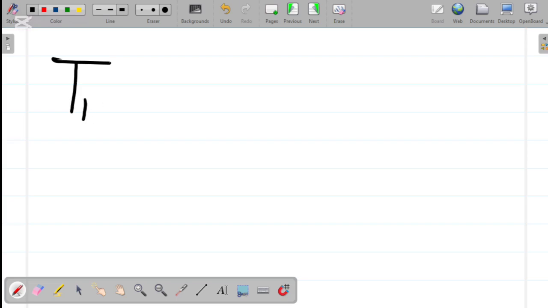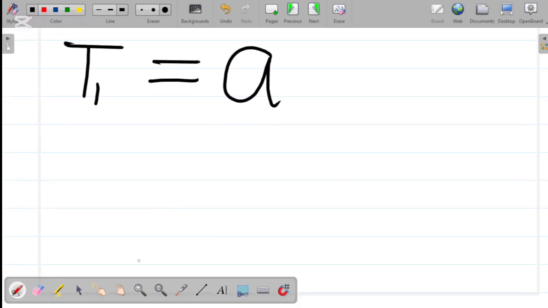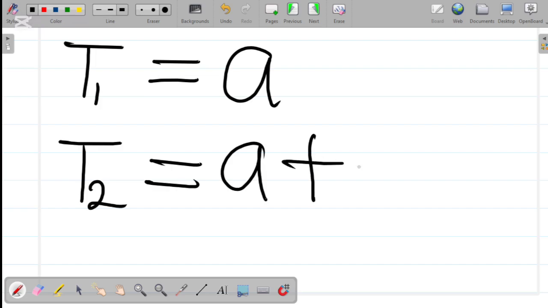T1 in arithmetic progression is the first term, and the first term is also denoted by A. The first term in arithmetic progression is denoted by what? Small letter a. And also T2: for you to get T2, you have to add the common difference to a. So we have a plus what? The common difference, which is d.